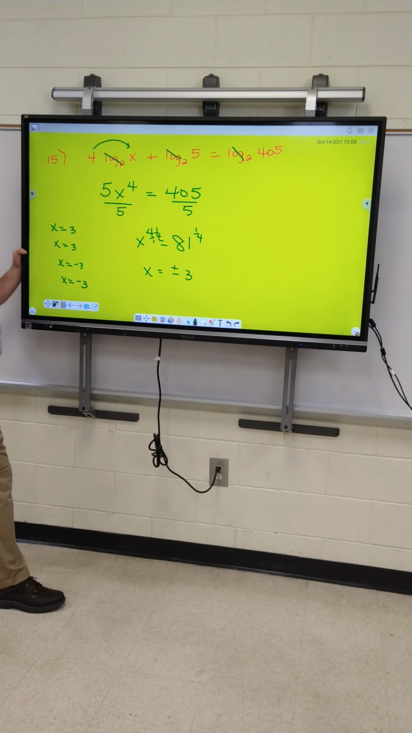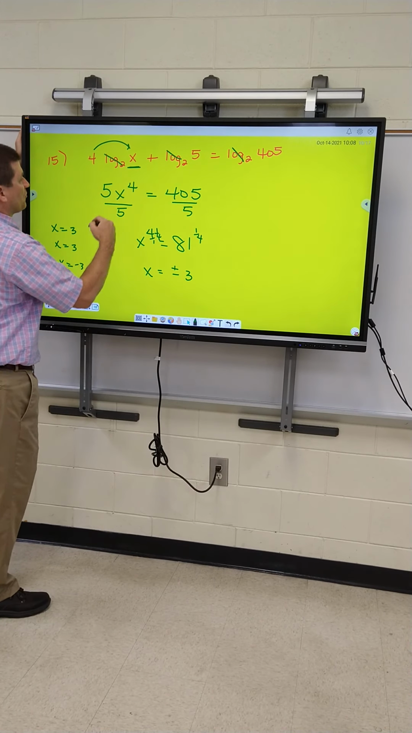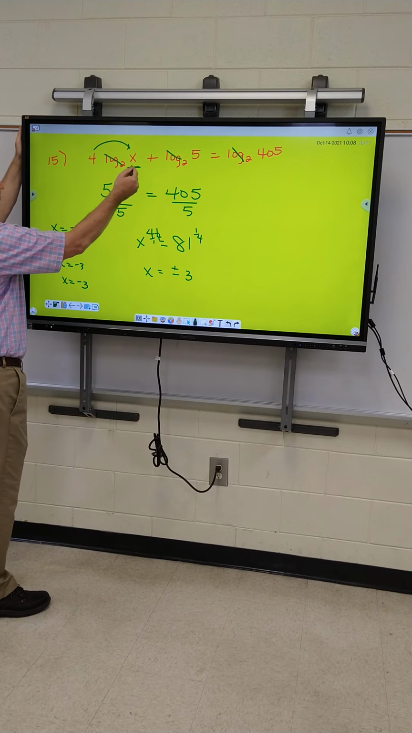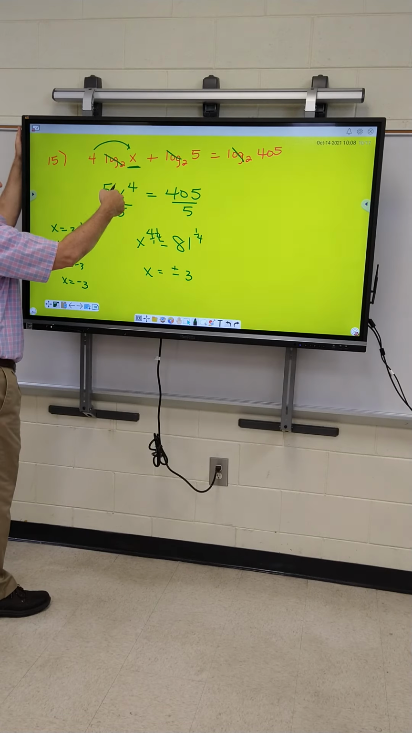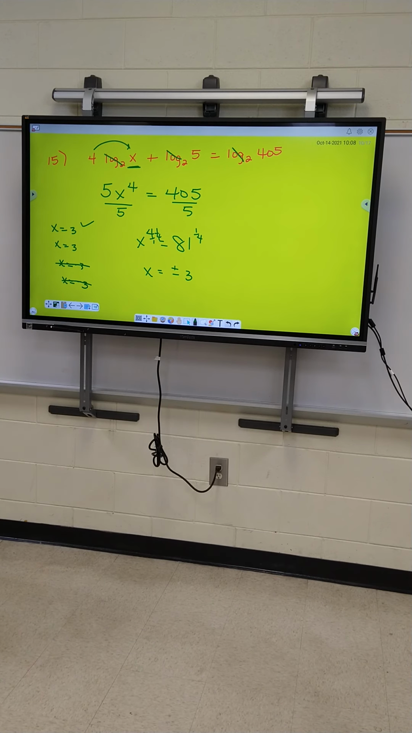All right, so which ones work? Which ones do we throw out? Let's check. Positive 3. If I plug positive 3 in there, it works. Negative 3 is not going to work. If you plug negative 3 in right there, I don't see that working because it's a negative 3. So the only answer on that one is positive 3. Nothing's happening to that number to turn it into a positive.